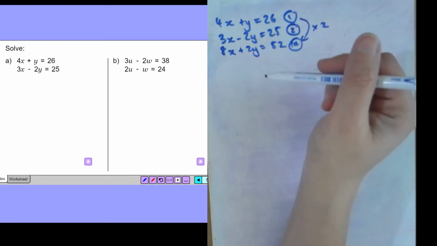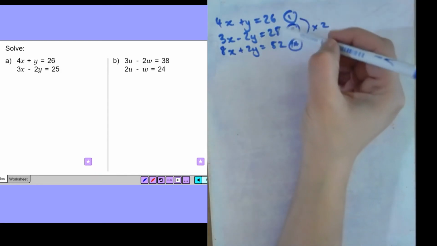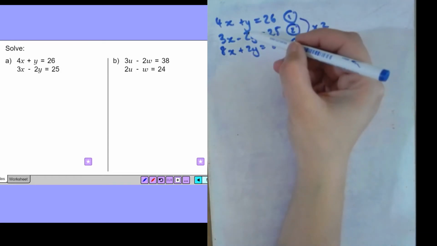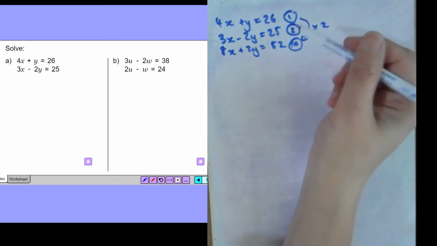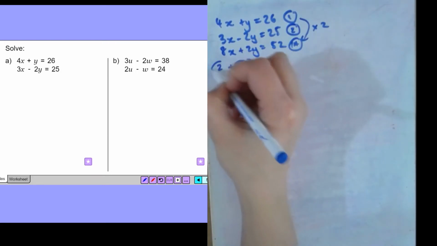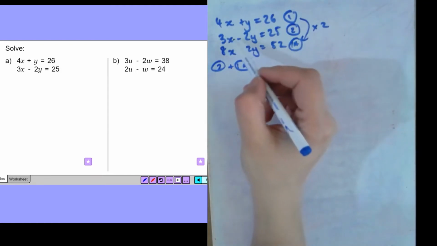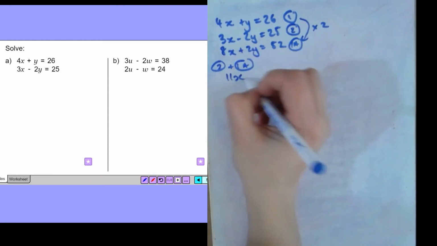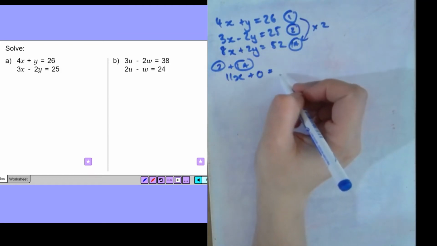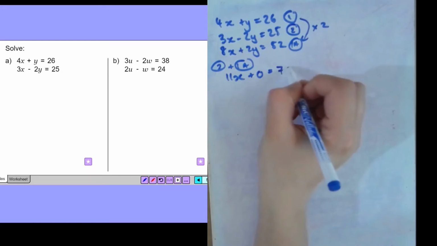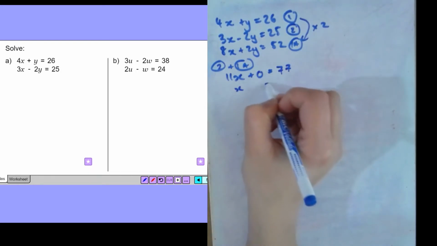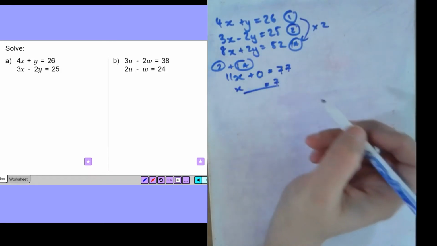Okay, and then same as we did previously, I just look at these two and I say, well, the magnitude here is the same, what do I do to eliminate it? So in order to eliminate a minus 2 and a 2, I would have to add them together. So I'm going to say 2 plus 1a. Okay, so I've got 3x, 8x, which gives me 11x. This is 0. I've then got 25 and 52, which gives me 77. I then divide both sides by 11, so I get x equals 7.